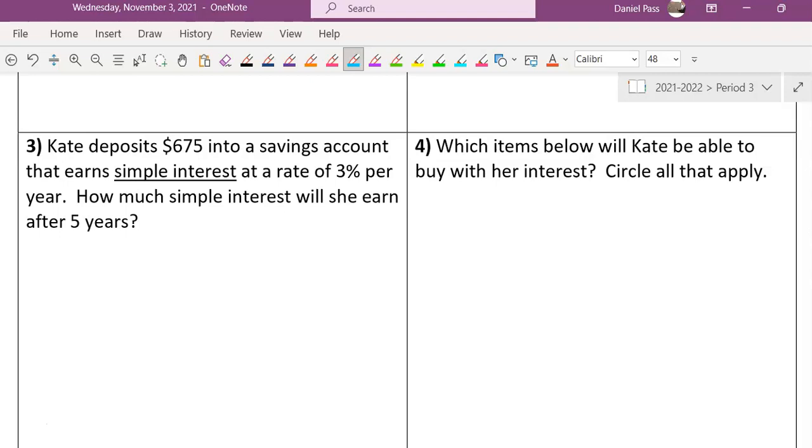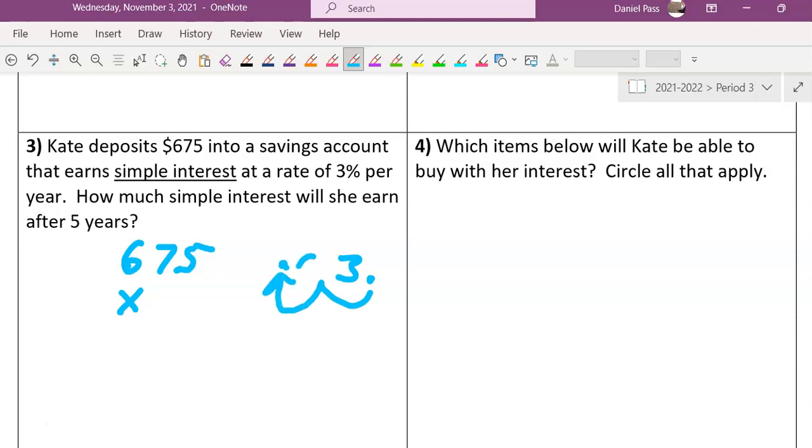All right. So what we're going to do is multiply 675 and 3. Careful, not times 3. 3%. But how do we change percent to a decimal? You divide by 100. Right, so the decimal moves over to the left twice. Good, twice. So 0.03.